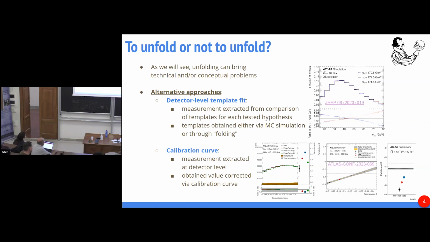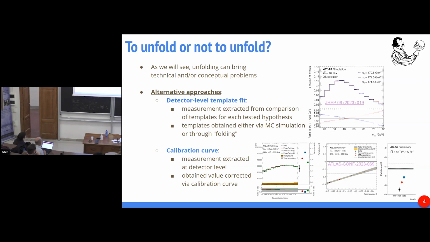So you can say, okay, I want to extract some measurement which depends on the shape. I don't unfold the distribution and then extract the information from the unfolded distribution, but I do what we call a template fit at the detector level. Okay, and this is an unbiased example.